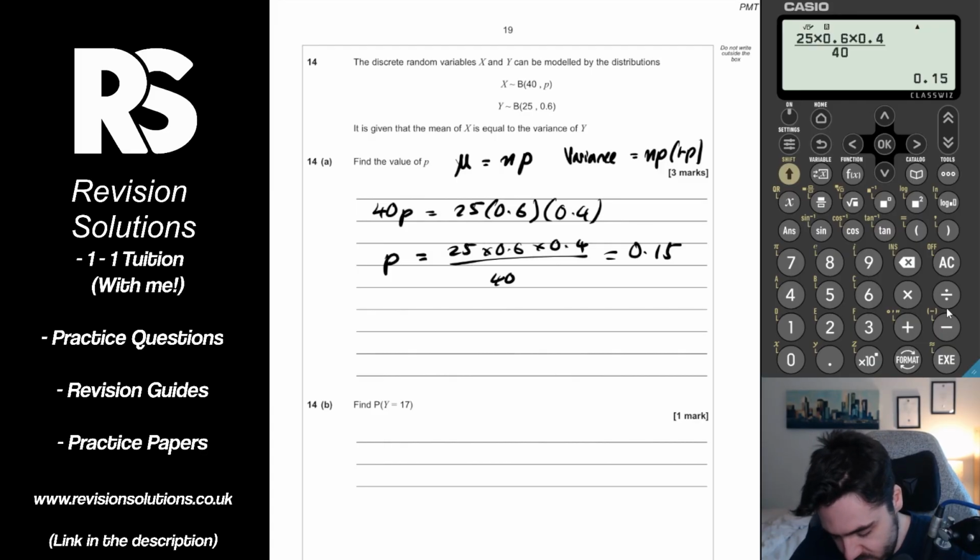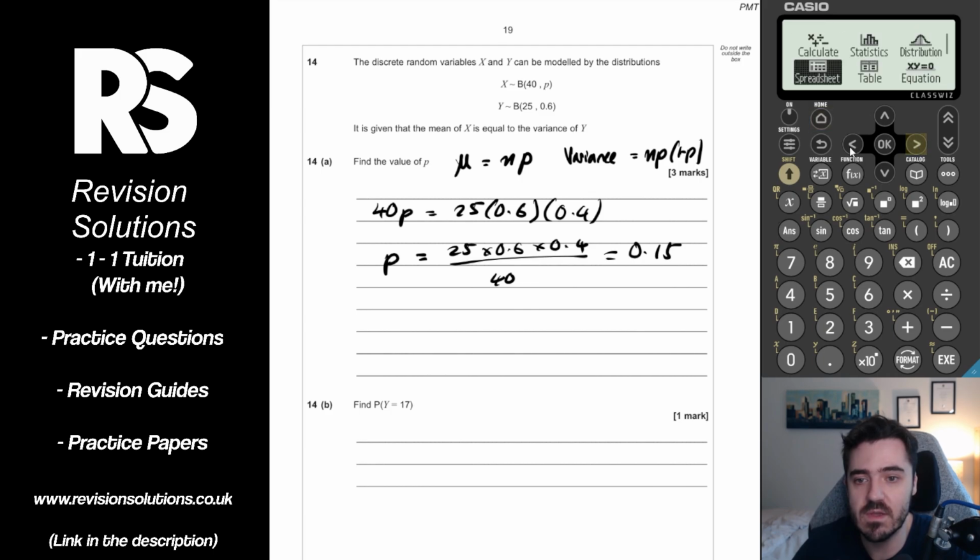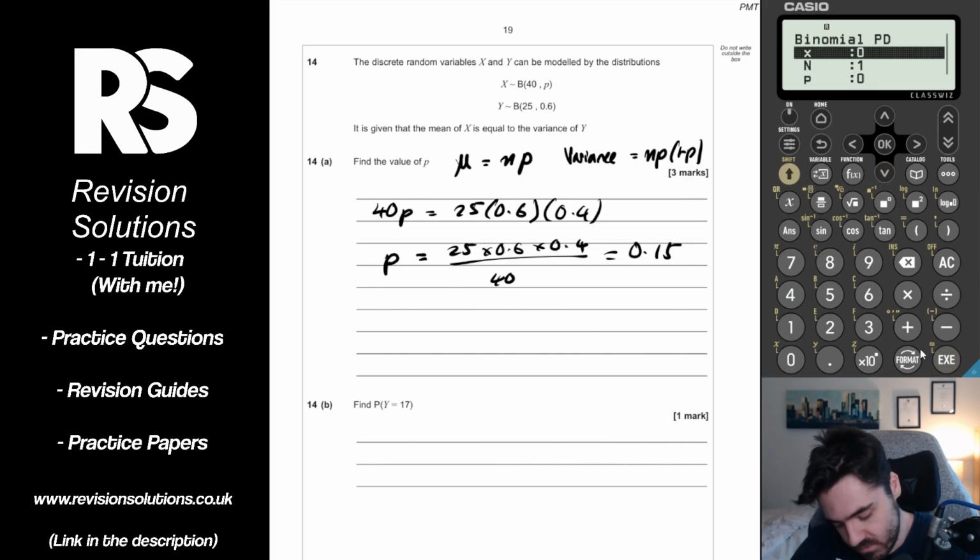Good. Then it says find the probability y equals 17. So that's just a question for the probability distribution, so we can use our distribution function on our calculator. We're after a particular value, so that's the probability distribution, not the cumulative. And then we'll type in 17.